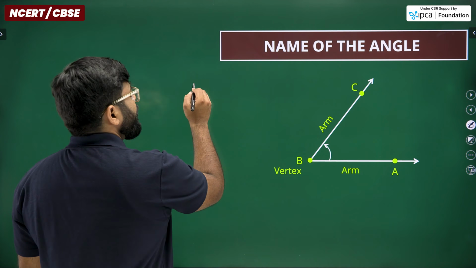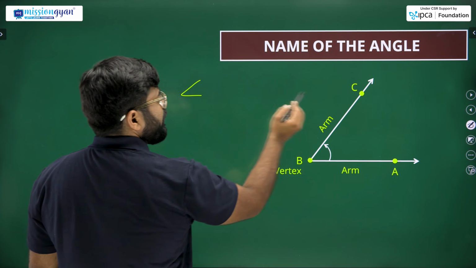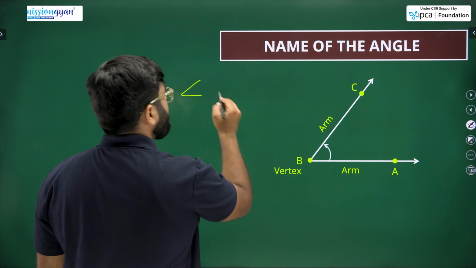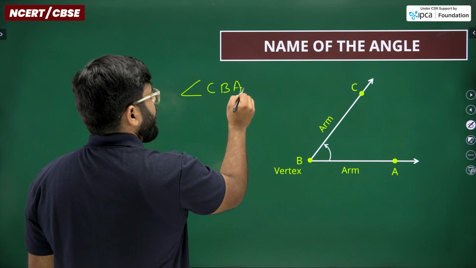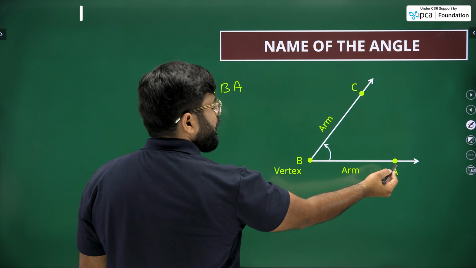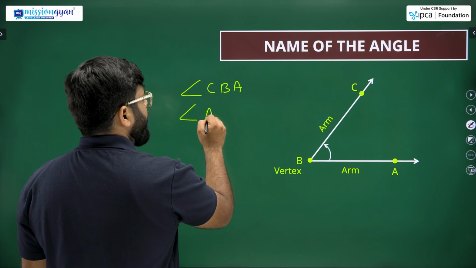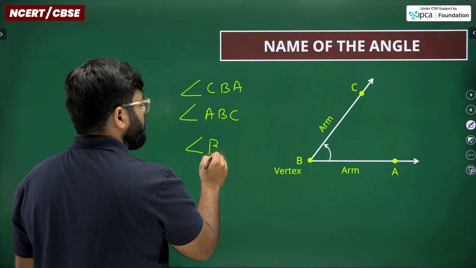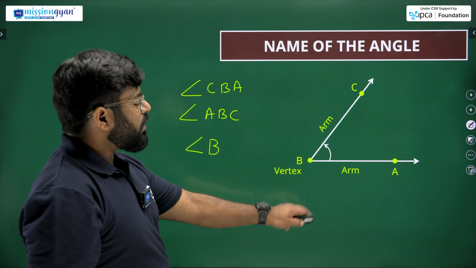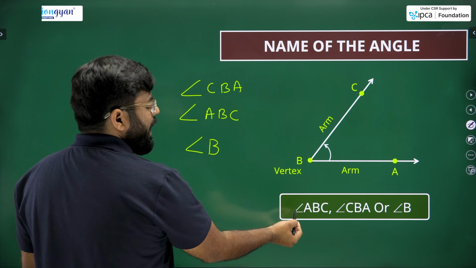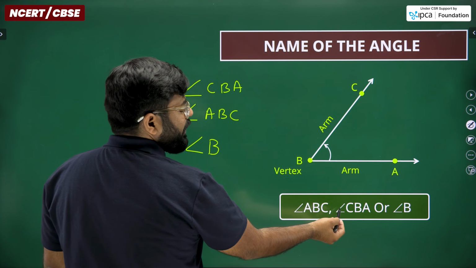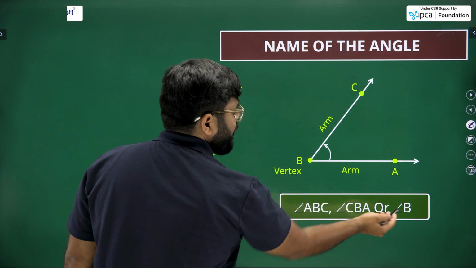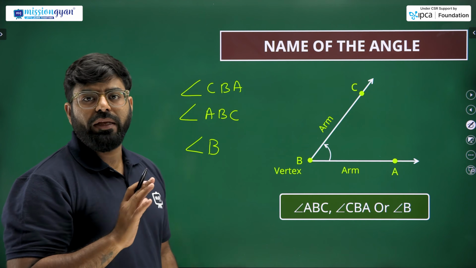For naming the angle, you will write angle CBA, or we can write angle ABC, or just angle B. Is that clear? So let's check on the screen. We can give it the name angle ABC. We can write it angle CBA or we can write only angle B.